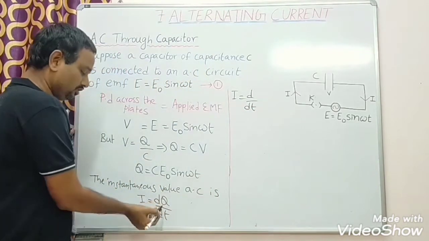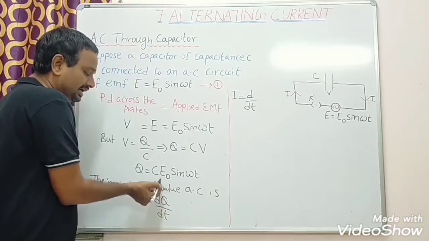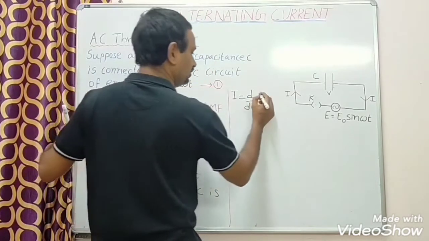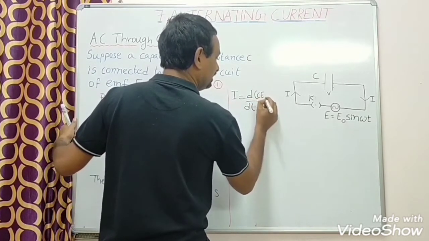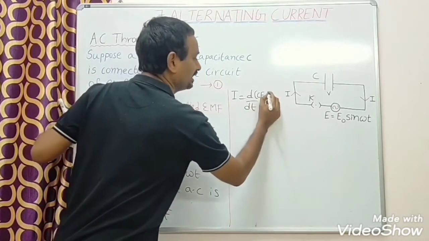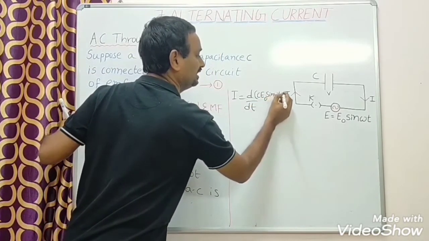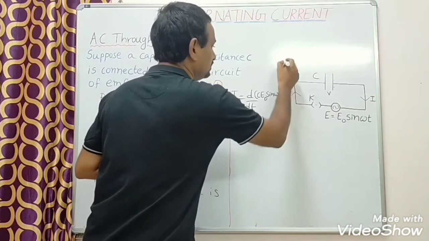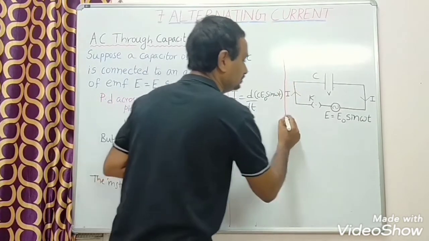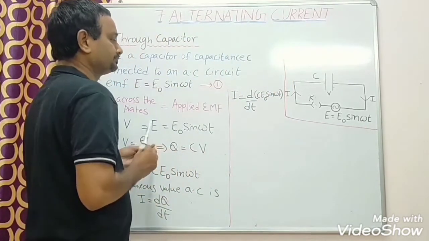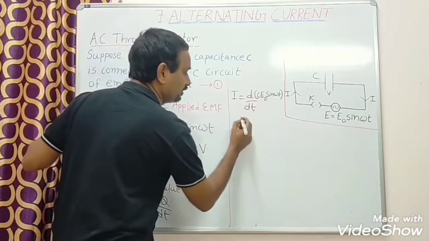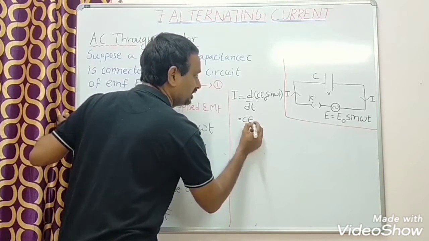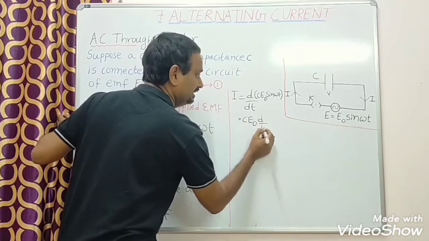So I will write I equal to d by dt of, in the place of q, C E naught sin omega t. Close the bracket. Okay. Here, I will write this C E naught outside the differential part: C E naught d by dt of sin omega t.